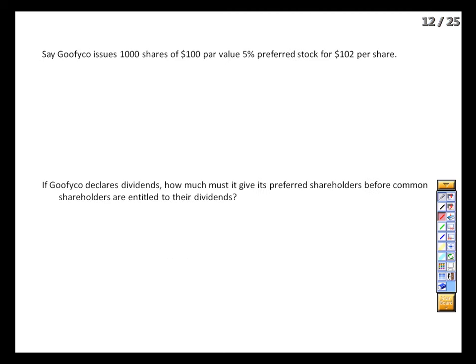Let's issue some shares of preferred stock. We're going to do this the exact same way we issued common stock. Goofy issues 1,000 shares of $100 par, 5% preferred stock for $102 per share. We received $102,000 in cash, so we debit cash for $102,000. We credit preferred stock for shares times par, which is $100,000, and we plug to APIC, that'll be $2,000.